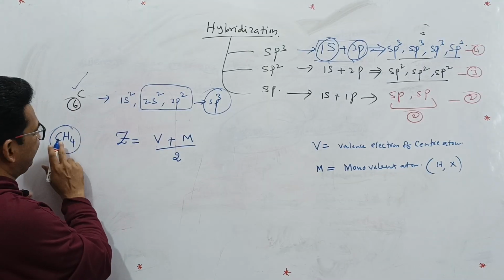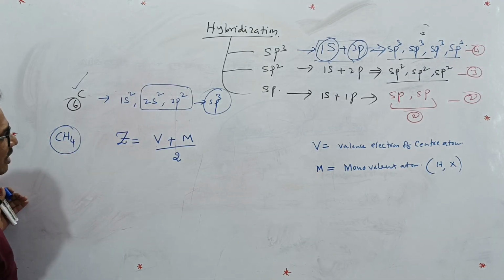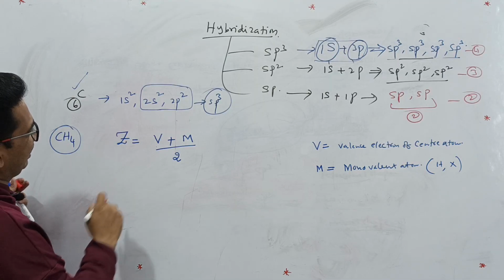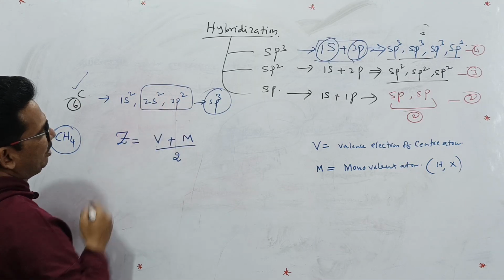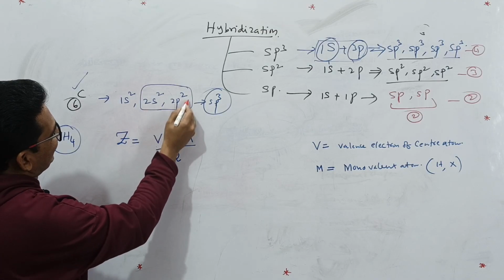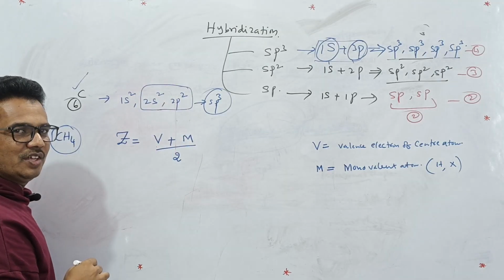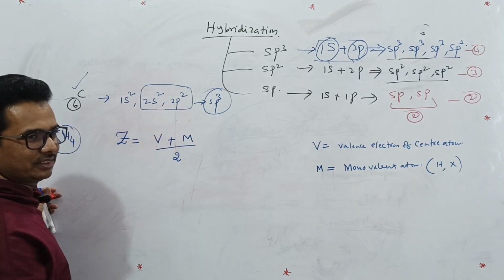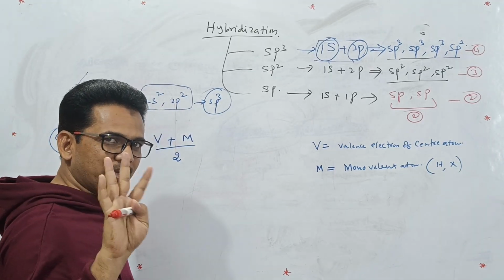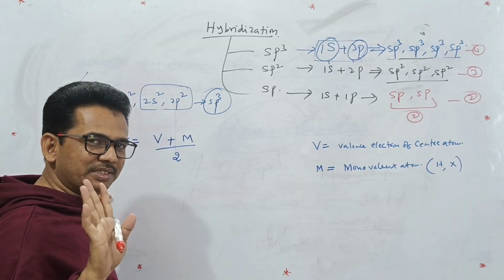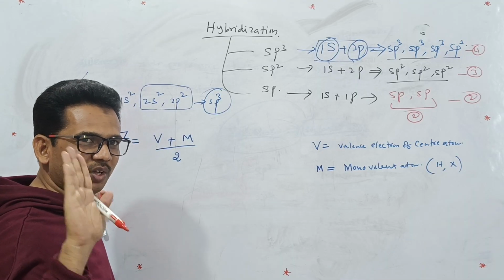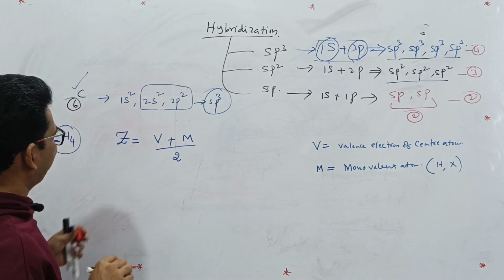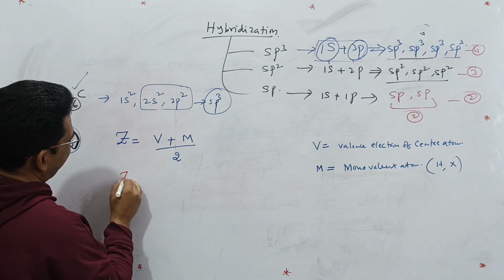Now see, I will take methane. The center atom is carbon. I wrote the electronic configuration. I put the square box here, you might be observing. These are the electrons present in the outer shell. It belongs to group 4. Carbon, just check the periodic table, group 4. Group 4 means valence electrons, it will have 4 in the outer shell. Now see, we'll apply the formula.